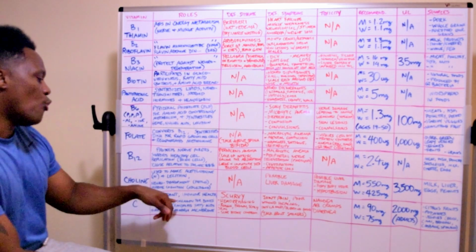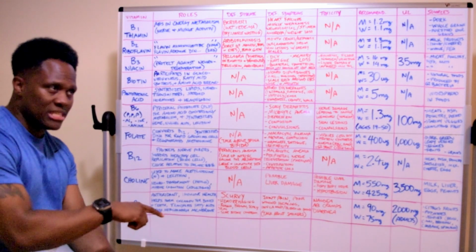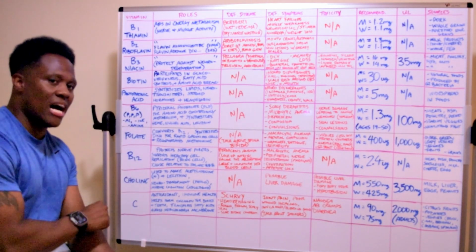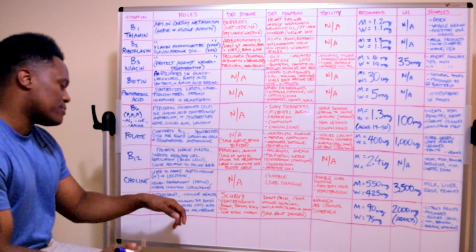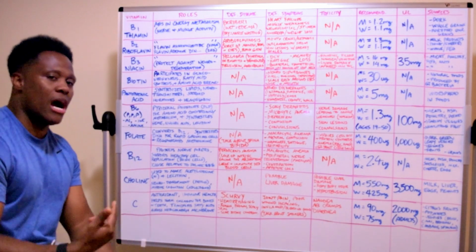It also helps form collagen, which I believe was the video I mentioned collagen in, my proteins video. Collagen is connective tissue for bones and teeth. It also transports fatty acids across the mitochondria membrane.